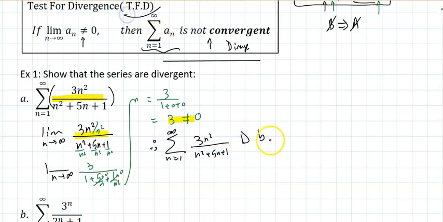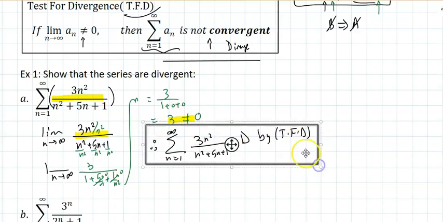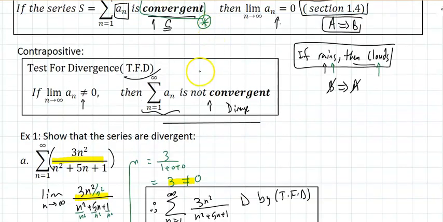And this test, if you ever use it, you have to quote it: test for divergence. That's our conclusion, based on reversing the above theorem. We're just using this theorem to derive the test for divergence.